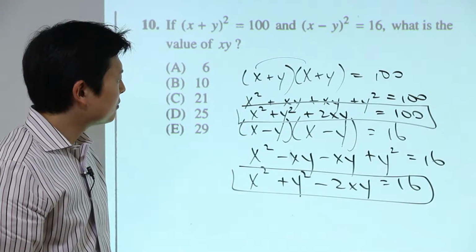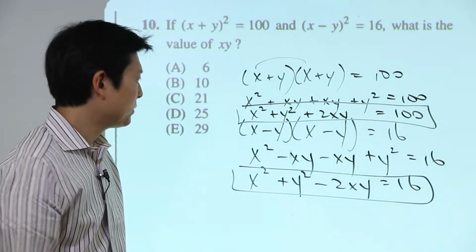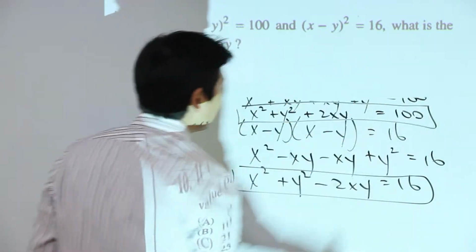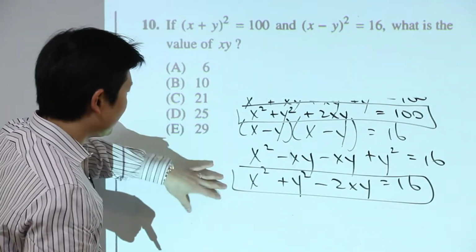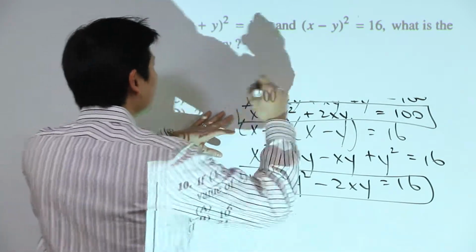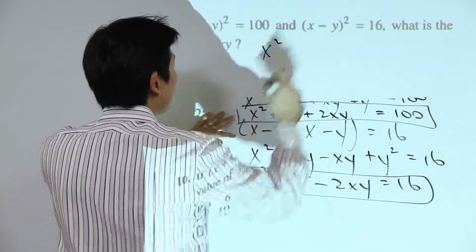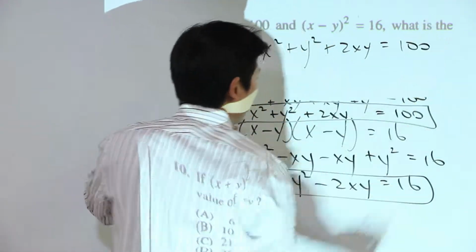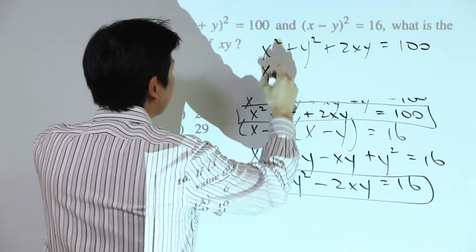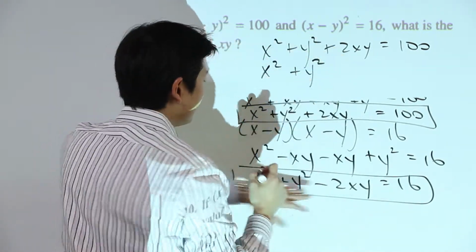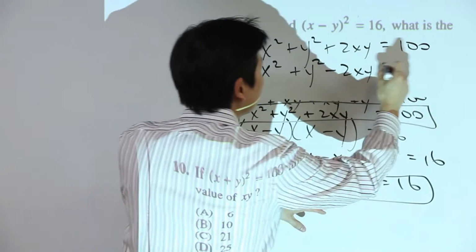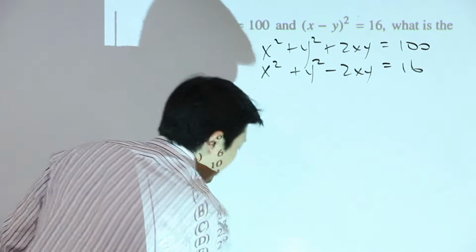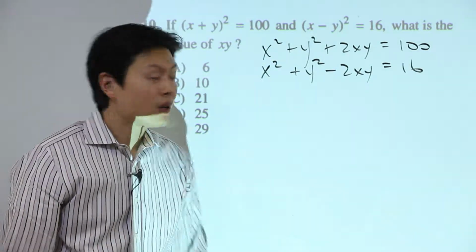Okay, so what can I do with these? Well, let's see if we can figure something out. I'm going to erase the top here to make a little bit more room for me. But let me just rewrite these two equations up top, so it's easier to compare them. X squared plus y squared plus 2xy is equal to 100 is that first one. The second one is x squared plus y squared minus 2xy equals 16. Now let me erase the rest of this, since I have everything copied. What do you notice? We're trying to find xy.